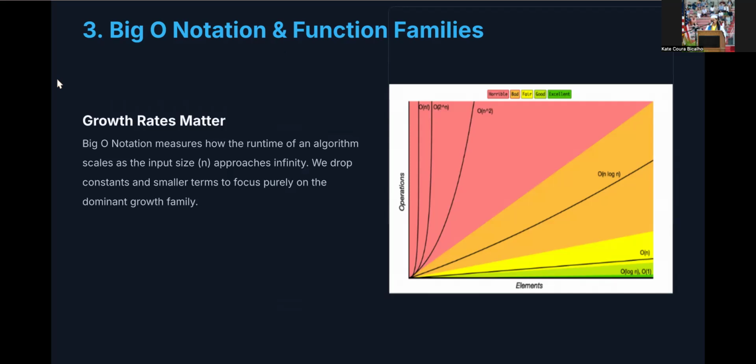So we split these into basically two different families. We split them into reasonably efficient, or tractable, and inefficient, or intractable. That's shown on this graph, with different colors showing how efficient the different functions are. As you can see here, we have log of n, O of 1, and O of n. These are all in the green and yellow range, which means they're reasonably efficient.